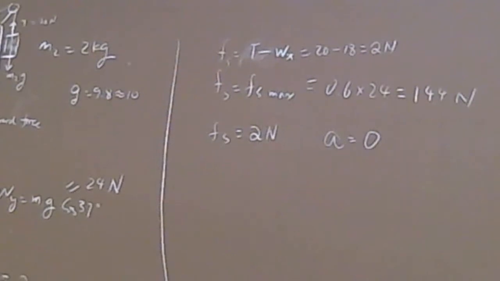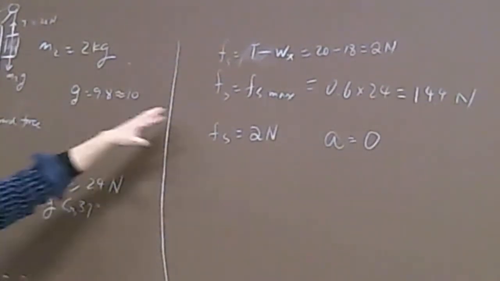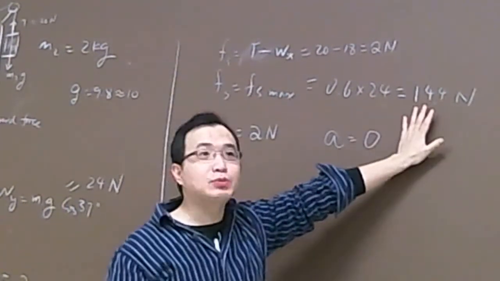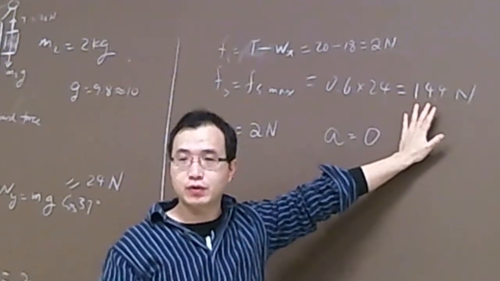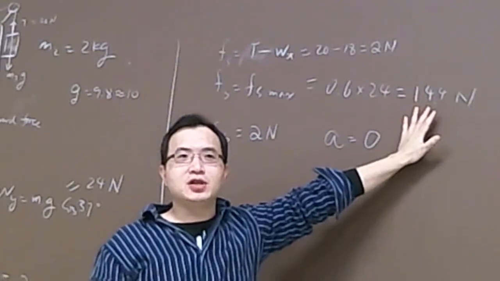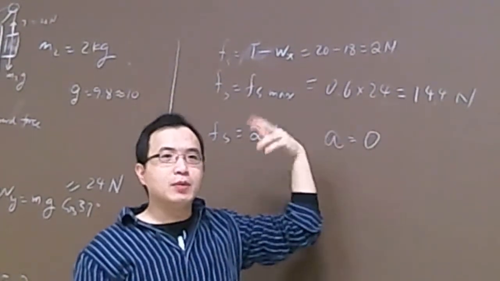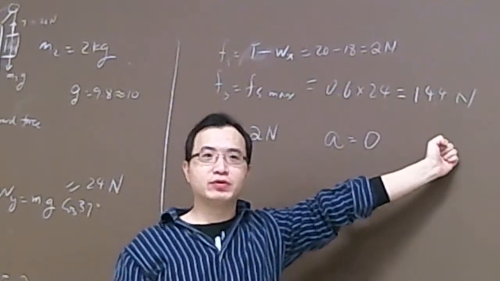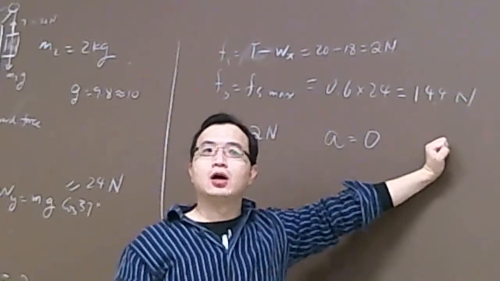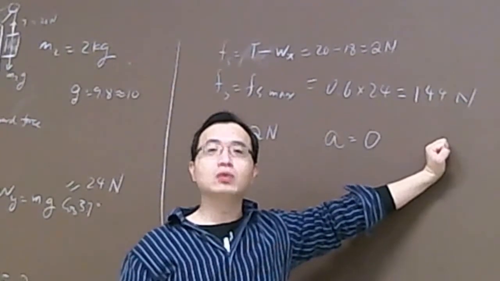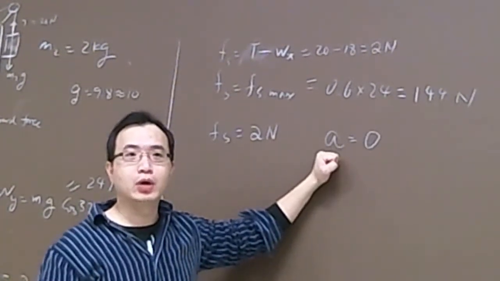Okay, so here, you might get a little confused because the calculation is simple, but it involves some thinking. The key here is to identify that the system can provide up to 14.4 Newton static frictional force. So we need to see if the system only requires a force less than 14.4. If it can reach equilibrium, the system will stay in equilibrium, with 0 acceleration.